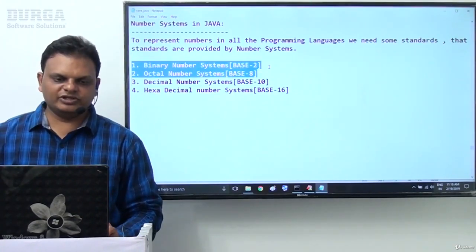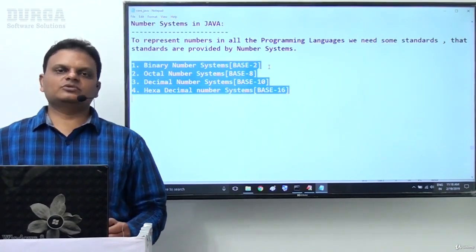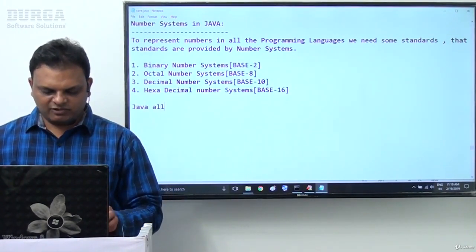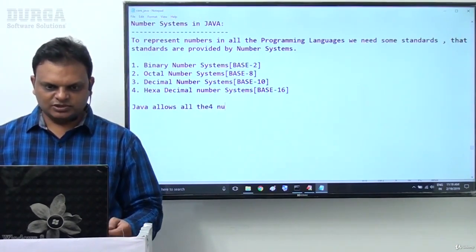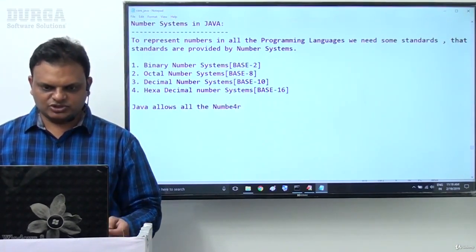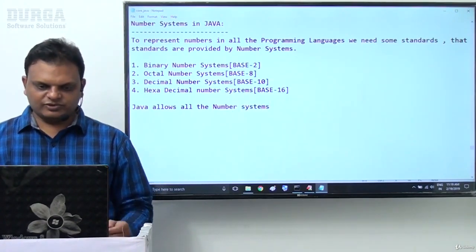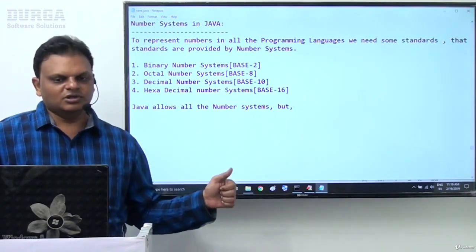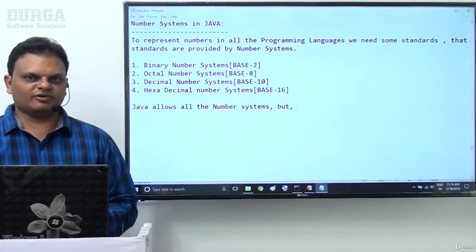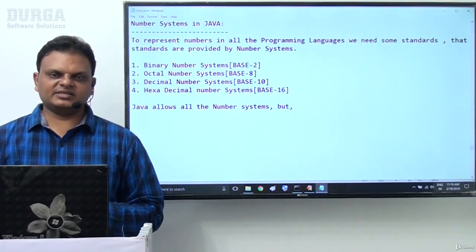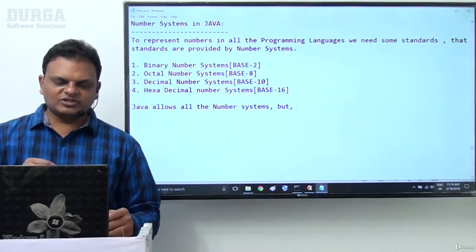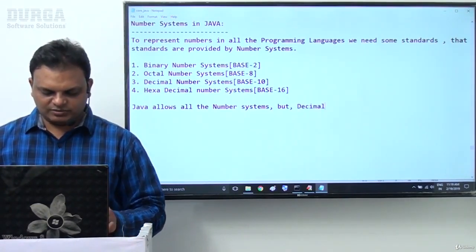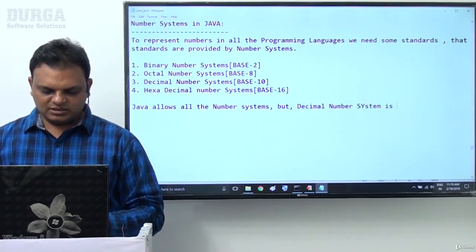Okay, good. Out of these 4 types of number systems, which number systems are allowed in Java? Java allows all the number systems. Whatever number systems we listed, all are allowed. But which number system is acting as the default number system in Java? The decimal number system is the default number system.